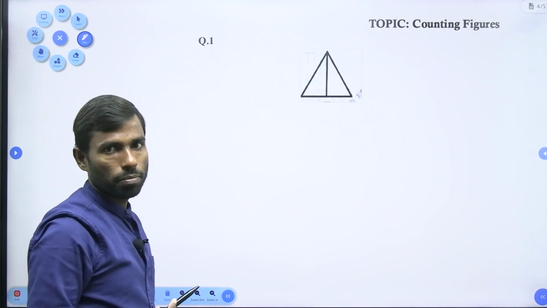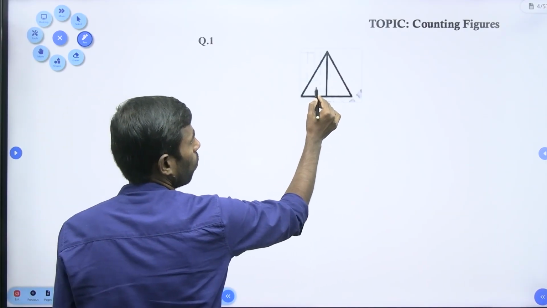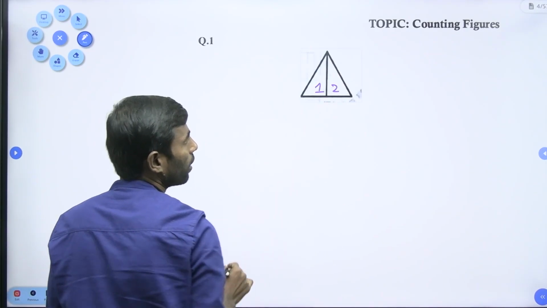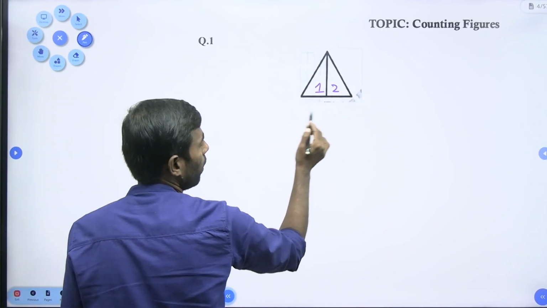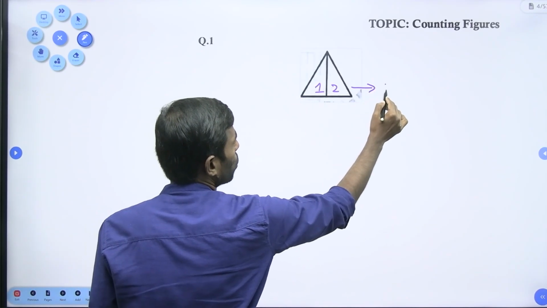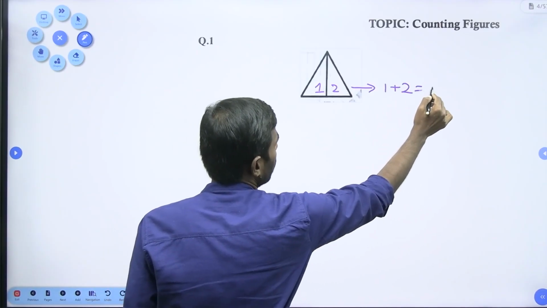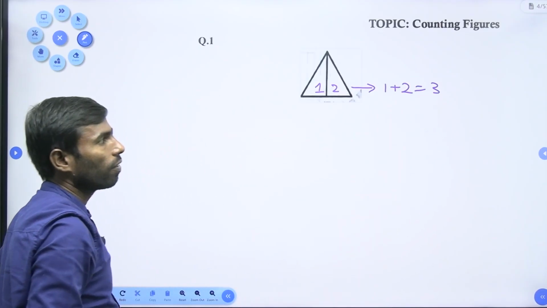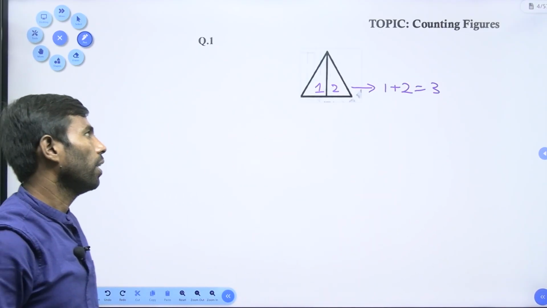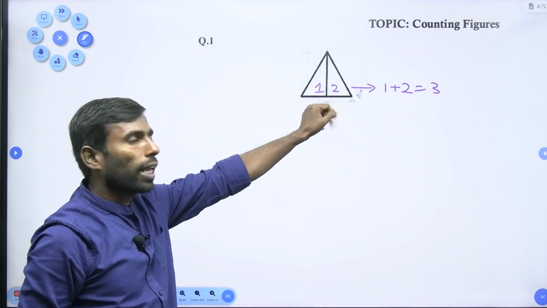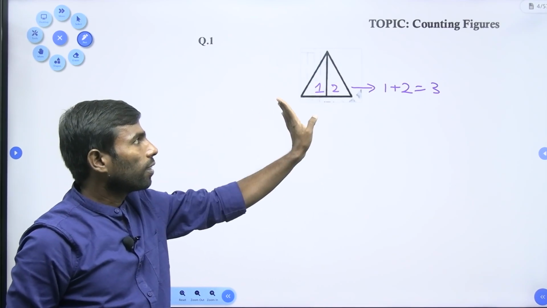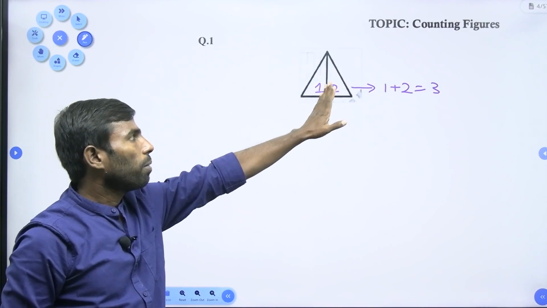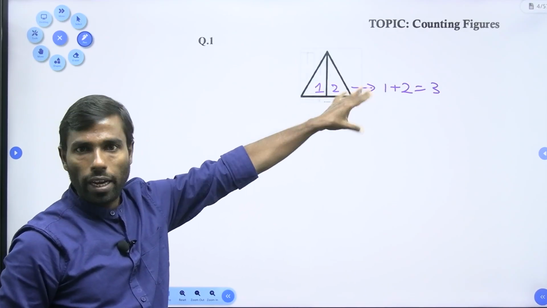Give numbering in the gaps. 1, 2. Two gaps are there. Add them all: 1 plus 2, which is equal to 3. How many triangles are there in the given figure? 3. I repeat: the figure is like this, a basic figure. Give numbering in the gaps. Add them all.